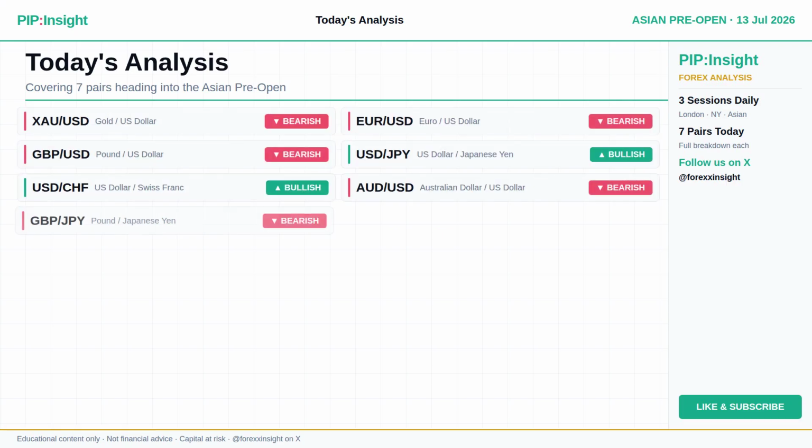Here is today's Asian Pre-Open chart analysis. Pairs showing bullish structure: dollar yen, dollar Swiss. Pairs showing bearish structure: gold dollar, euro dollar, pound dollar, Aussie dollar, pound yen. Full chart breakdown for each pair coming up now.